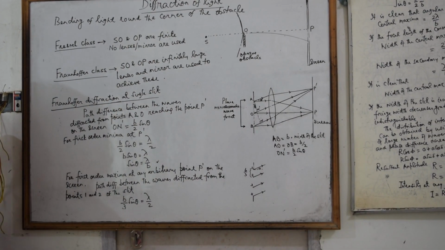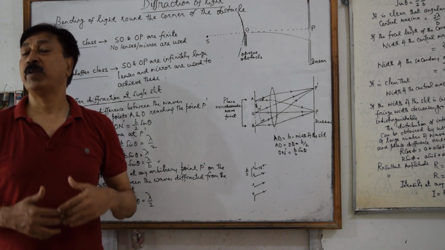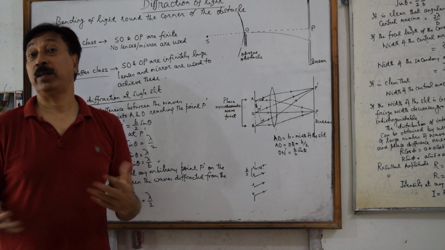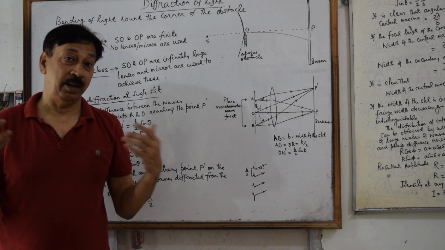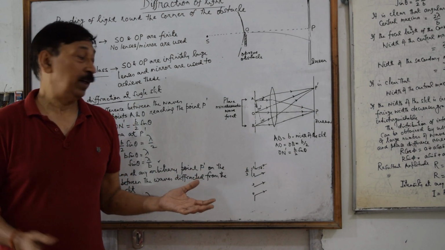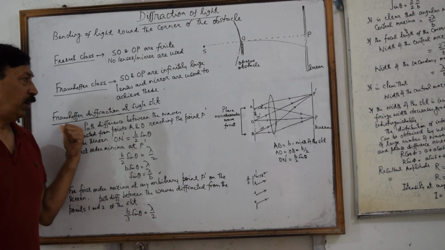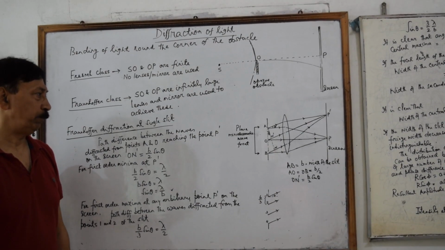Both Fresnel and Fraunhofer lived a very short life of about 34 to 35 years, but in this short period of time only they had earned their names. We will study today in detail Fraunhofer diffraction at a single slit.